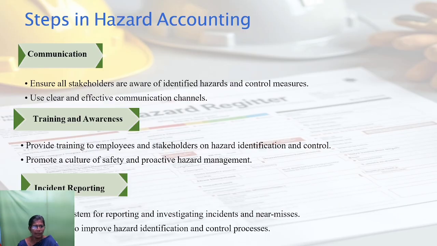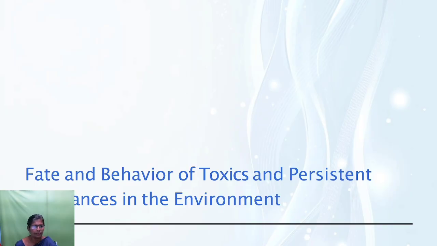Then incident reporting. If any incident happens in an industry or any institution or anywhere, then we have to report the hazard, report the incident and near misses, and this will help to improve the hazard identification and control processes.